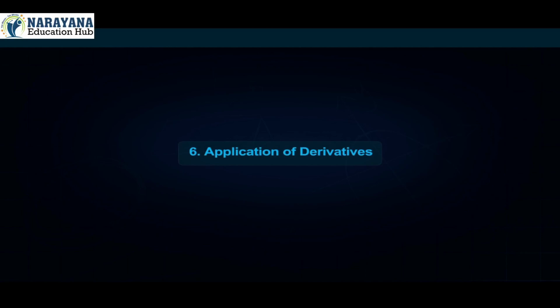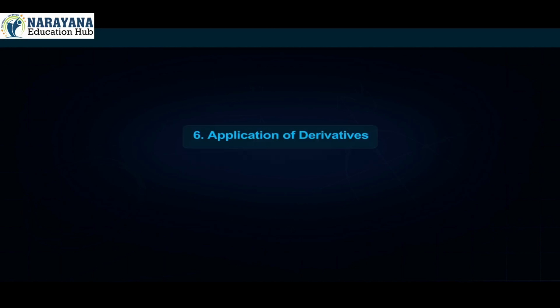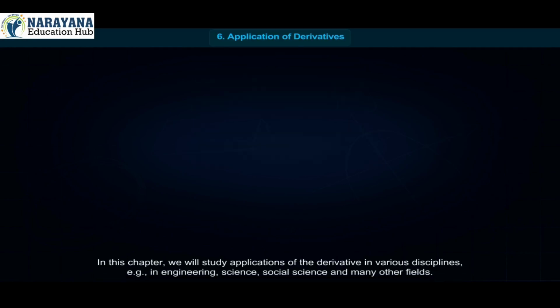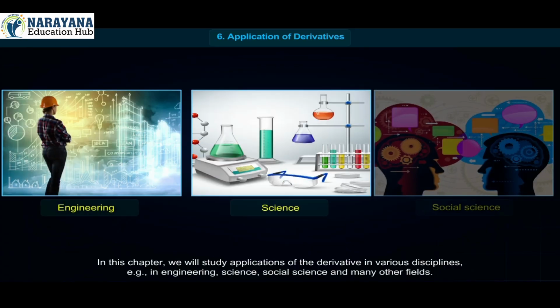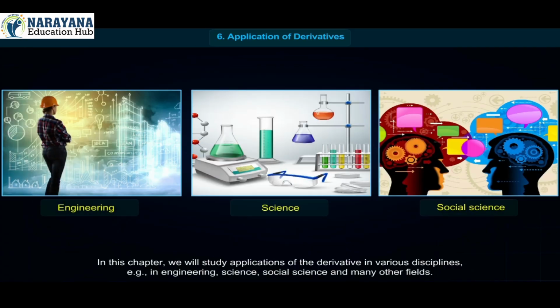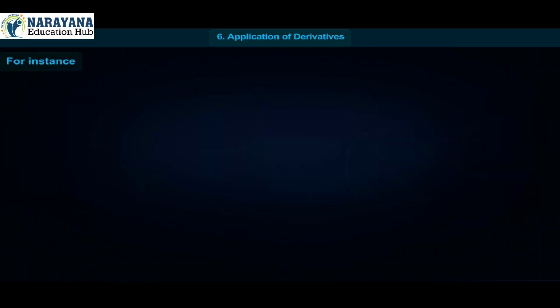6. Application of derivatives. In this chapter, we will study applications of the derivative in various disciplines, for example, in engineering, science, social science, and many other fields. For instance, we will learn how the derivative can be used.